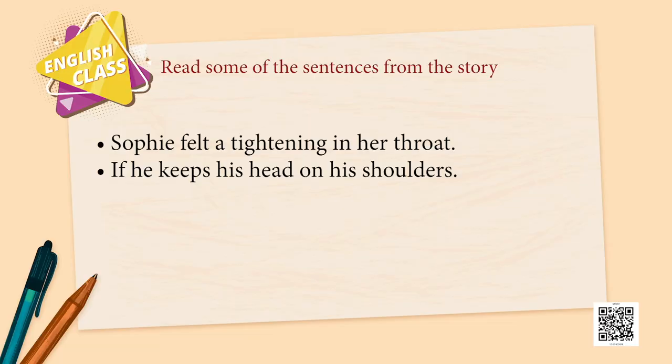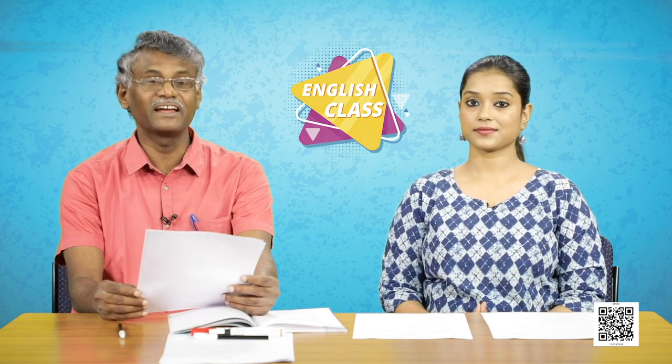Then look at the third usage. If he keeps his head on his shoulders, he could win much better. So what does it mean? He could keep his head on his shoulders means he should think and act. Shoulders is muscle power, but head is the thinking, the mind power. One of the spectators, fans of the soccer match, says that Cassie is playing very well, but he should think. That's what he says, if he keeps his head on his shoulders. Then look at the next one.